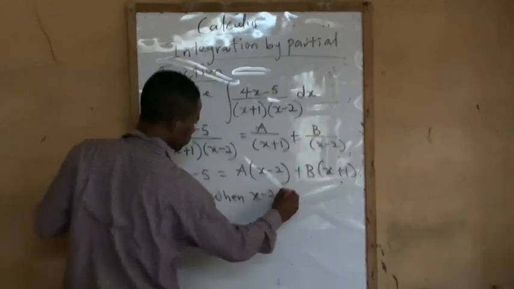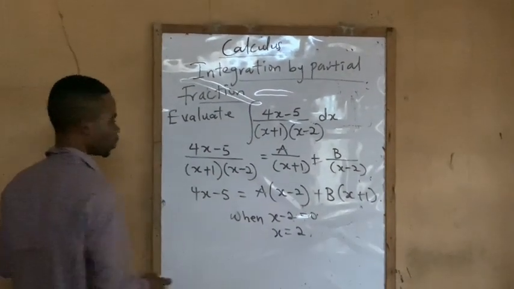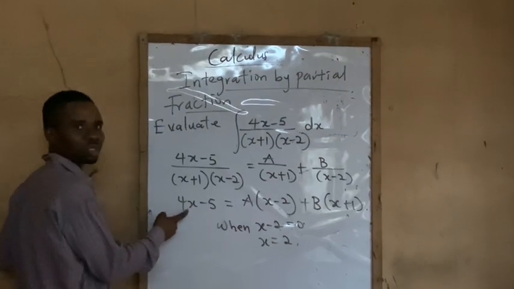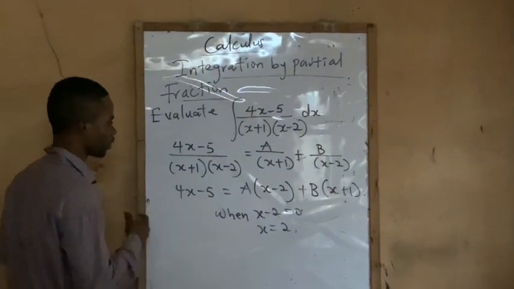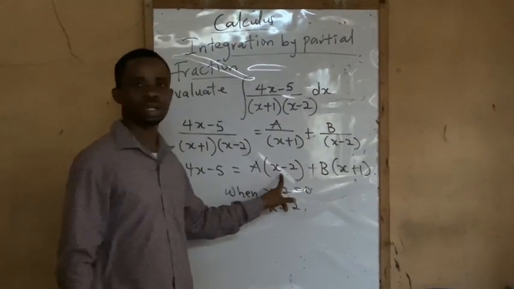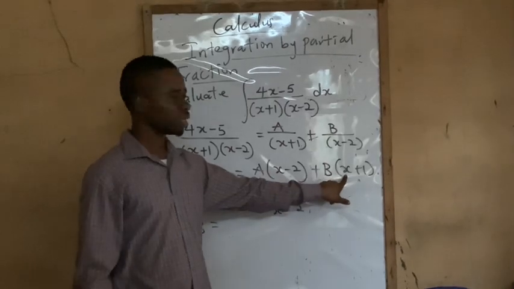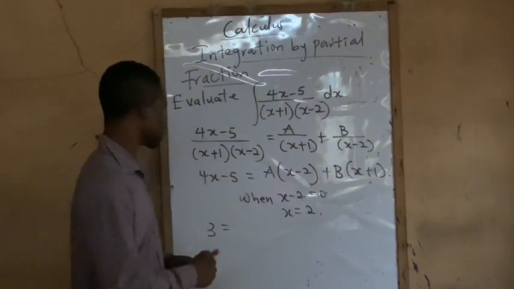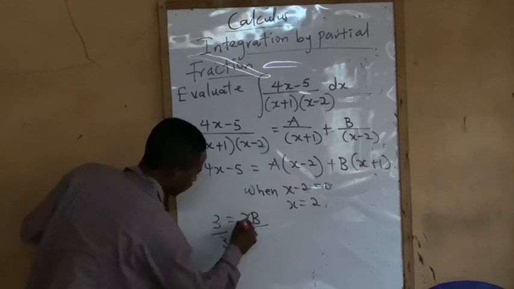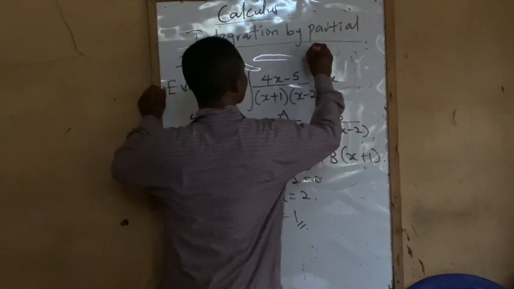When x minus 2 equals 0, that means our x equals 2. Just equate them with 0. So you are going to substitute 2 in everything. If I substitute 2 here, that will be 4 times 2, that is 8, and 8 minus 5, that is 3. So 3 equals... Now, it is very clear that if I substitute 2 here, that's 2 minus 2, that is 0, and everything here will turn to 0. But if I substitute that 2 here, that is 2 plus 1, that is 3, and 3 times B, that is 3B. So 3 equals 3B. If I divide both sides by 3, definitely my B equals 1.